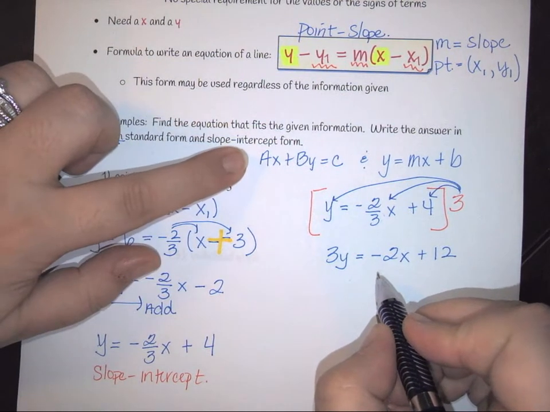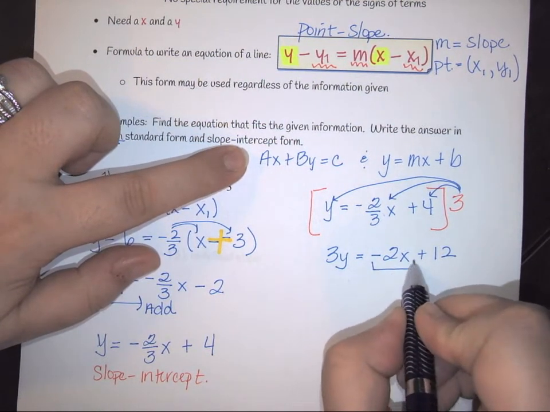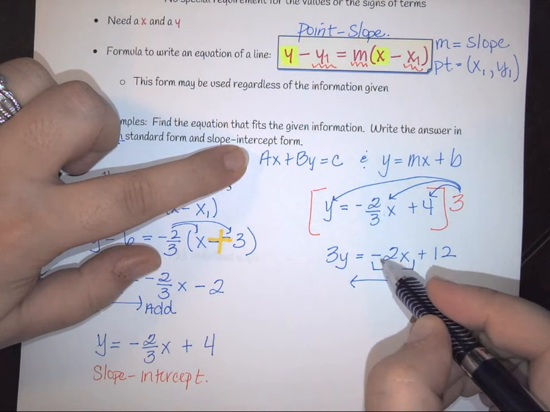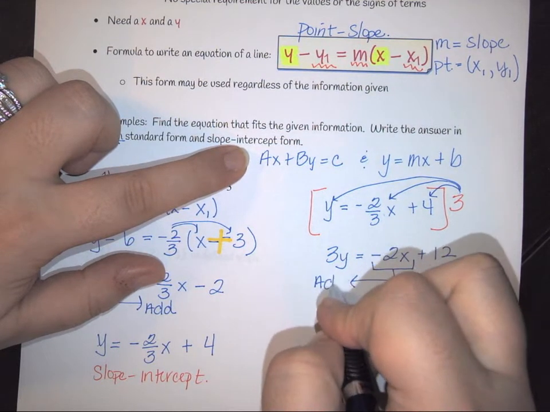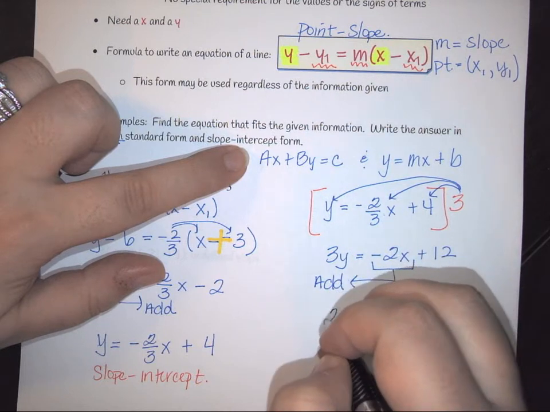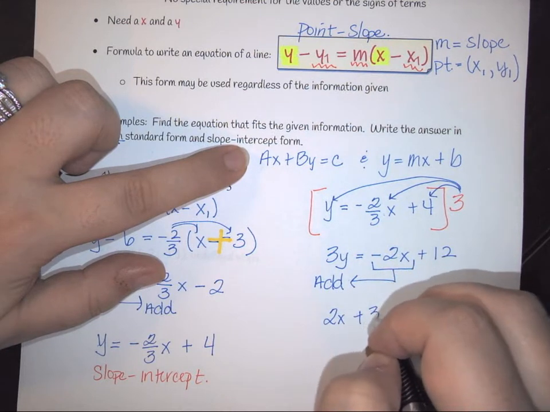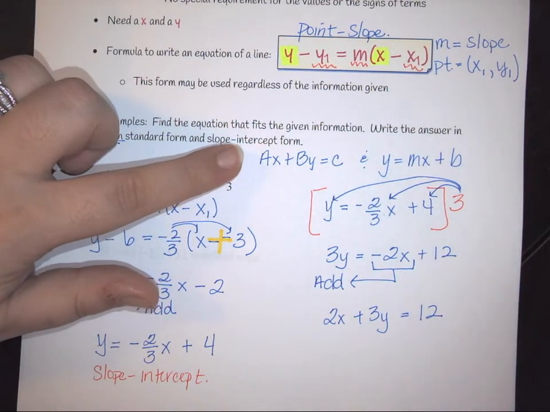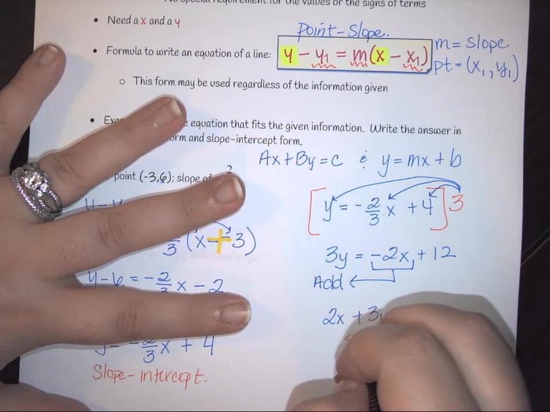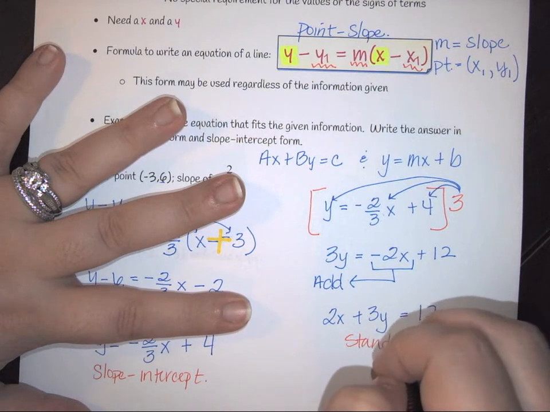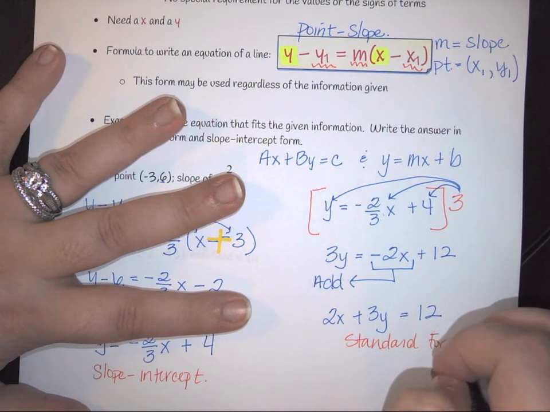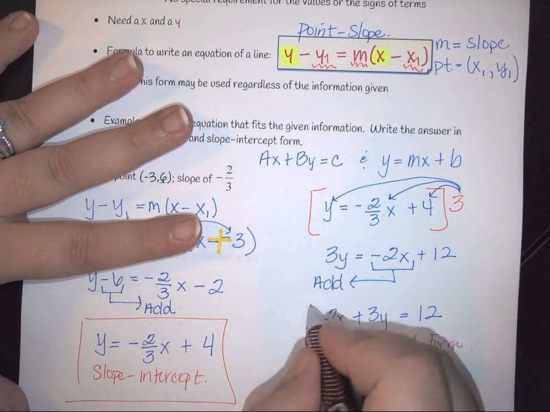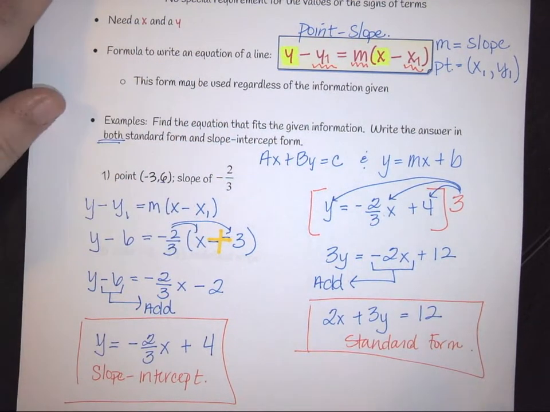Now, to put it in standard form, I need my x's and y's on the same side, so I'm going to move this x over. Because it is negative, to move it I have to add. So this becomes 2x plus 3y is equal to 12. And this is my standard form. So my first answer is slope-intercept. My second is standard form.